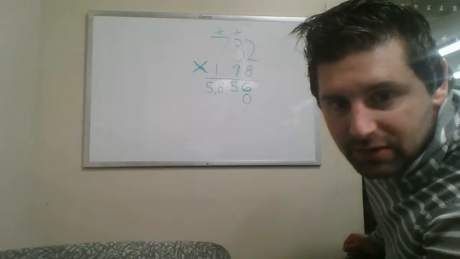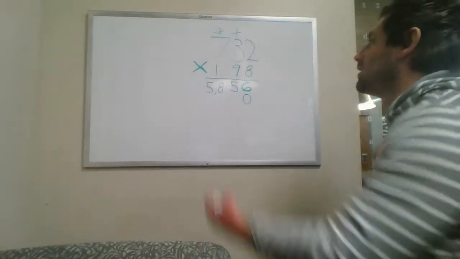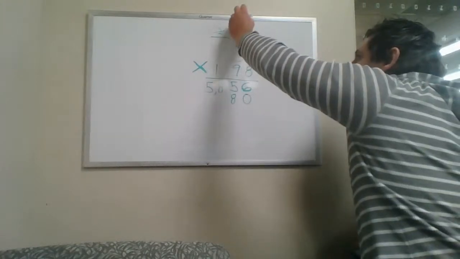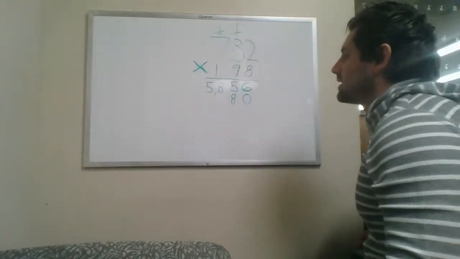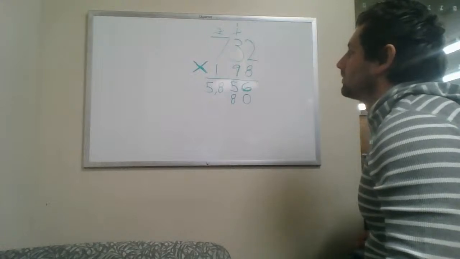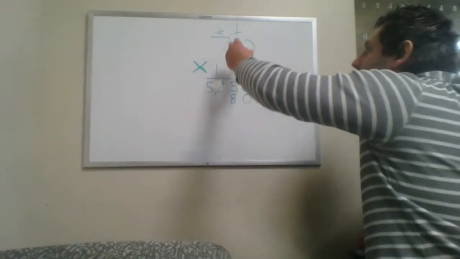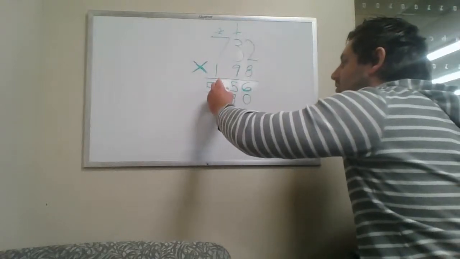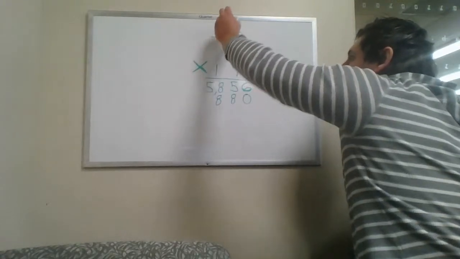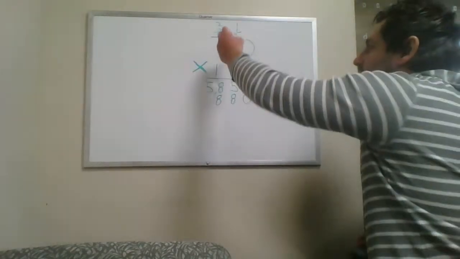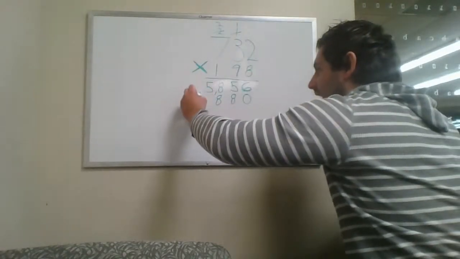All right, now, second round of multiplication. 2 times 9 equals 18. 8 carry the 1. 3 times 9 equals 27. Plus 1 equals 28. 8 carry the 2. 7 times 9 equals 63. Plus 2 equals 65.